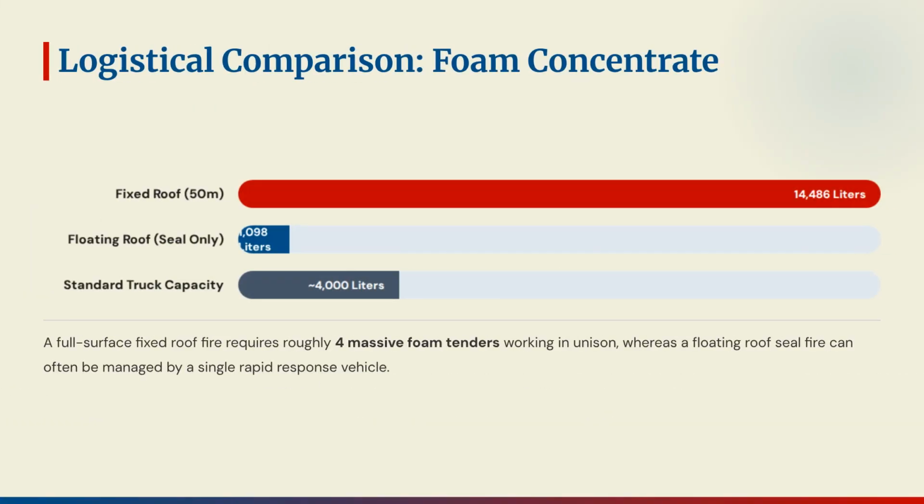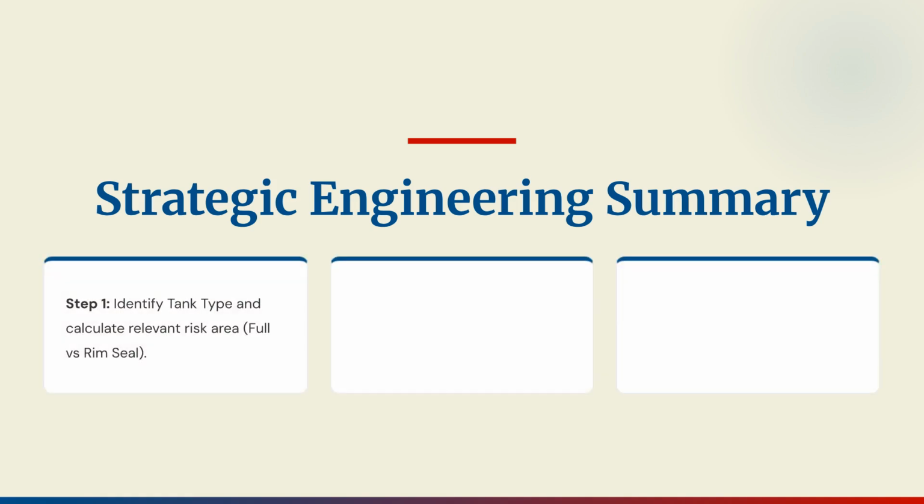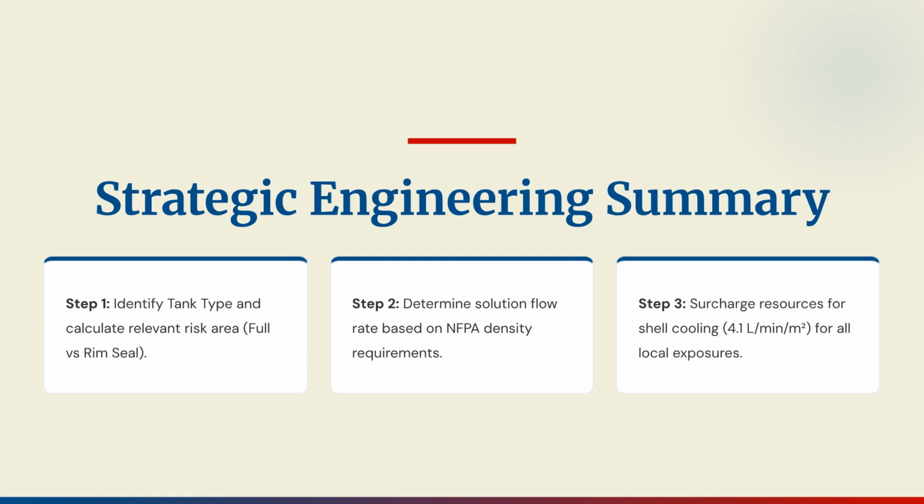A logistical comparison highlights the huge difference in foam concentrate. A full-surface fixed-roof fire requires approximately 14,486 liters, necessitating 4 massive foam tenders, while a floating roof seal fire requires only 1,098 liters, manageable by a single rapid response vehicle. In summary, the strategic engineering process involves 3 steps: identifying the tank type and risk area, determining the solution flow rate based on NFPA density, and surcharging resources for shell cooling of all local exposures.